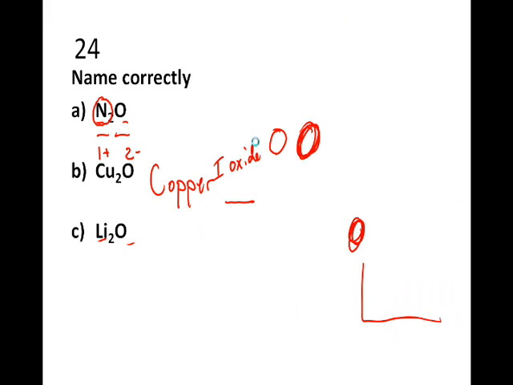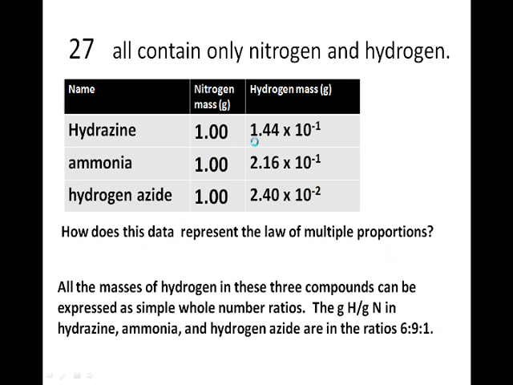Okay. So you should be able to finish number 24. Number 27 looks at this question. If you have these three compounds, hydrazine, ammonia, and hydrogen azide, and you take 1 gram of nitrogen that's found in each of these compounds, how many grams of hydrogen would you find in that compound? And so the question is, how does this data represent the law of multiple proportions?